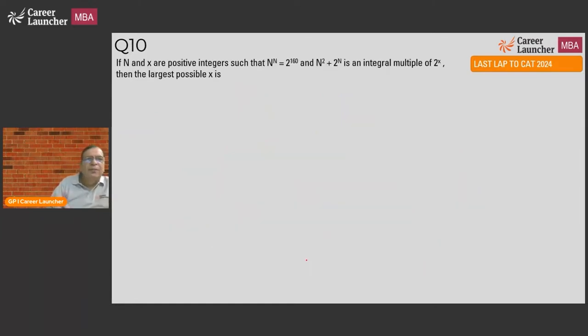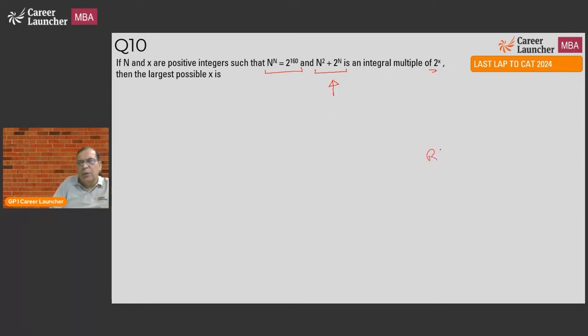Okay. Question 10. n and x are positive integers such that n to the power n is equal to 2 to the power 160, and n square plus 2 to the power n is an integral multiple of 2 to the power x. That means this is some power of 2. Then the largest possible x is what?